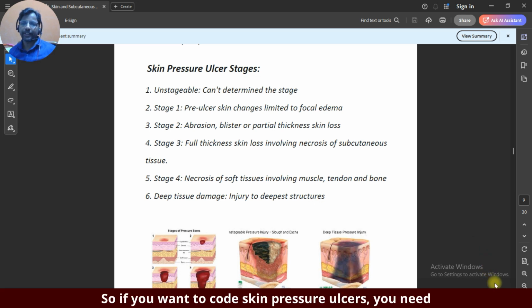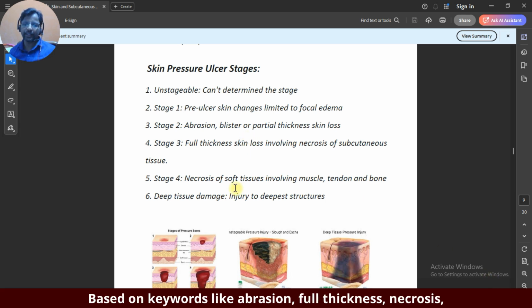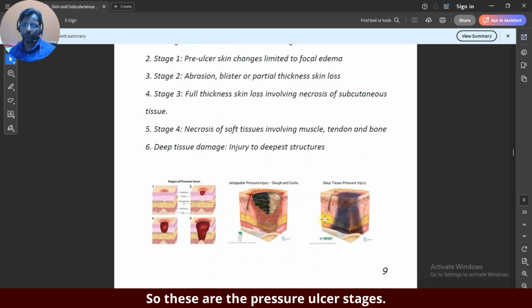So if you want to code skin pressure ulcers, you need to remember these stages. Based on keywords like abrasion, full thickness, necrosis, you need to code these pressure ulcer stages. So these are the pressure ulcer stages.